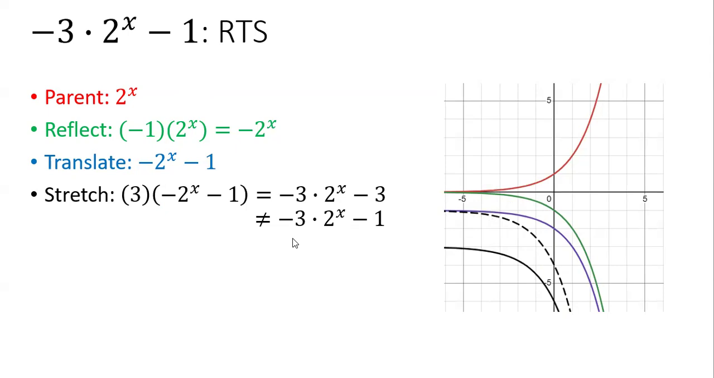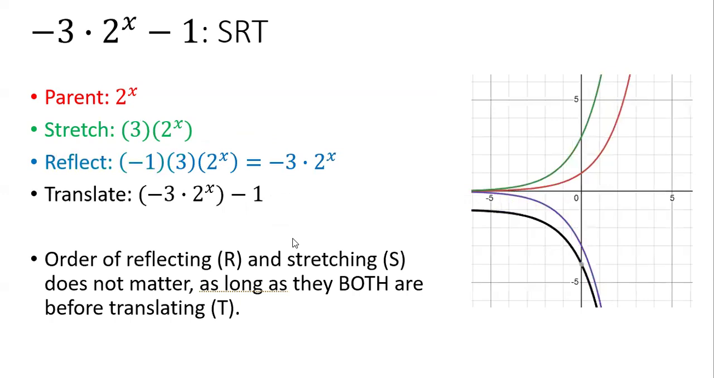Okay. Similarly, oh, actually, this is SRT. So remember I was saying, it doesn't matter if you reflect or stretch first, as long as it happens before you translate or shift. So you could either do RST or SRT, doesn't matter. Let's look at the math. So we stretch first, we multiply the whole thing by 3. Okay. Now we reflect, we multiply the whole thing by -1. That's why there's no difference. The stretch and reflect, you're both multiplying. So it doesn't matter the order.